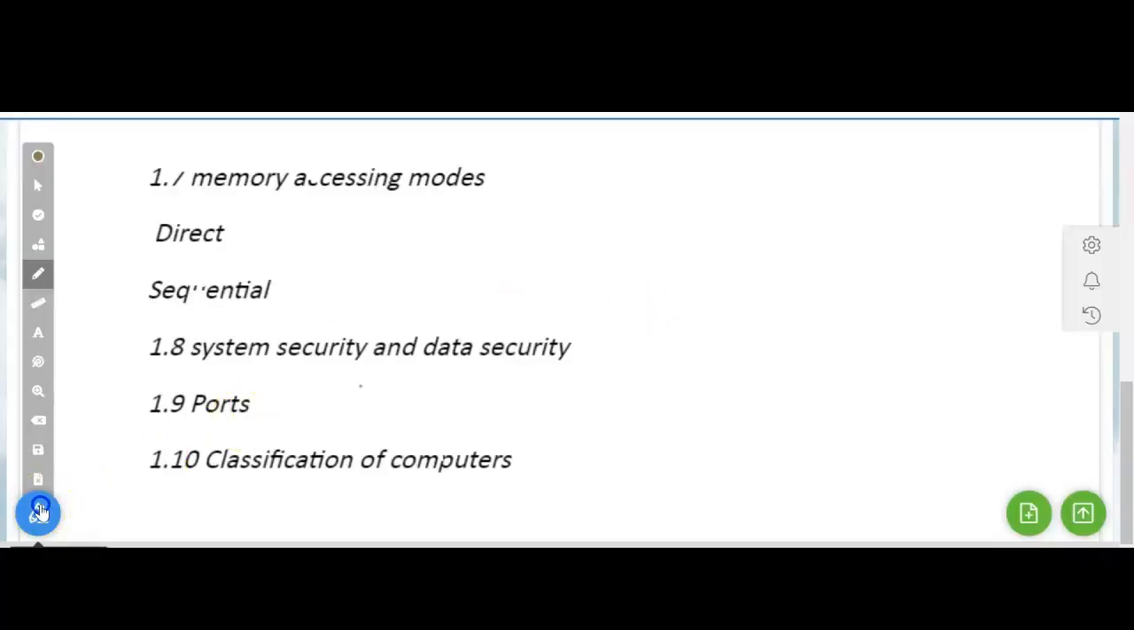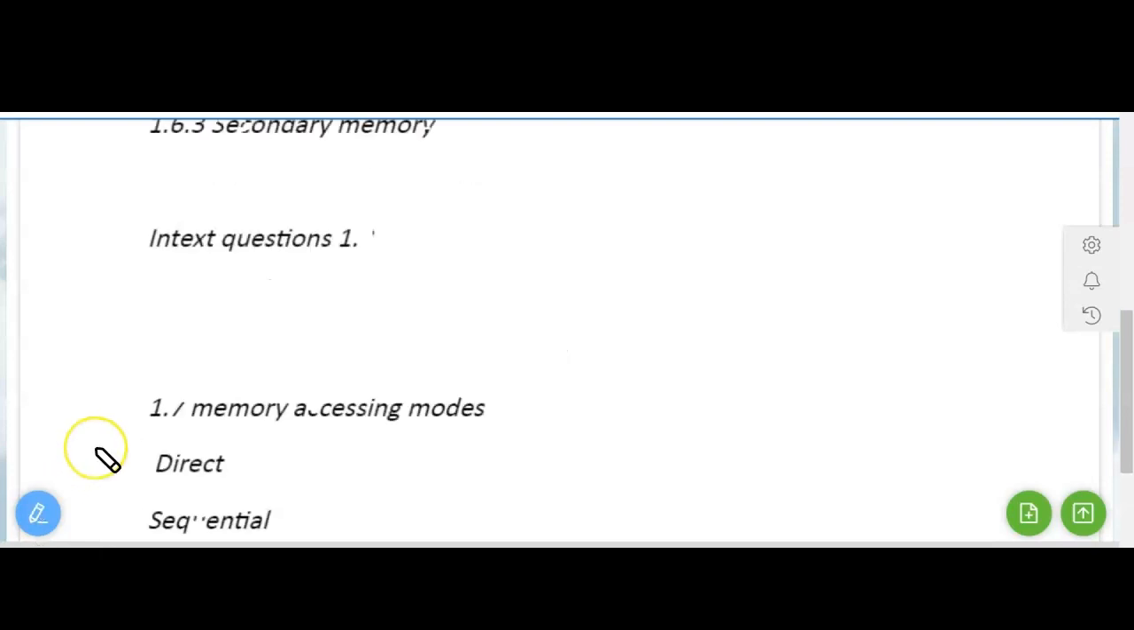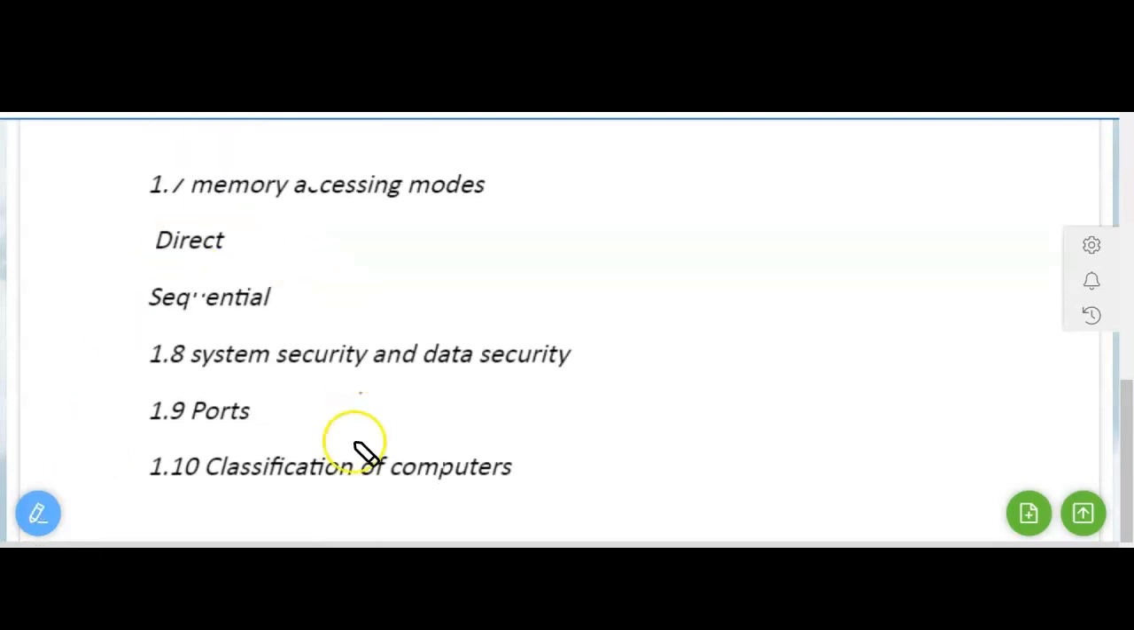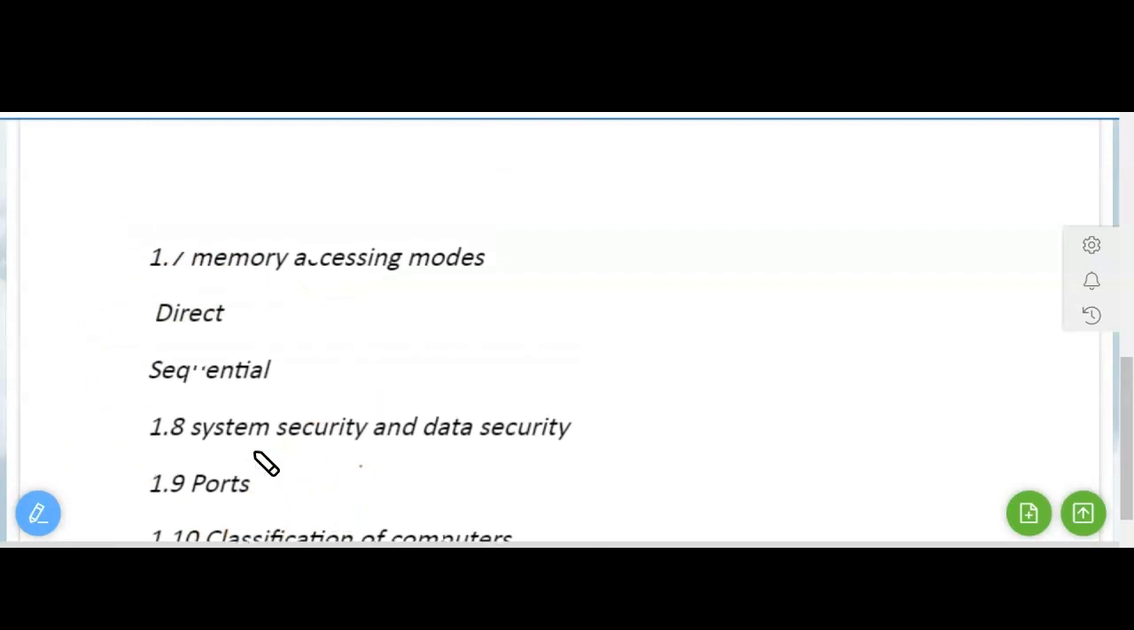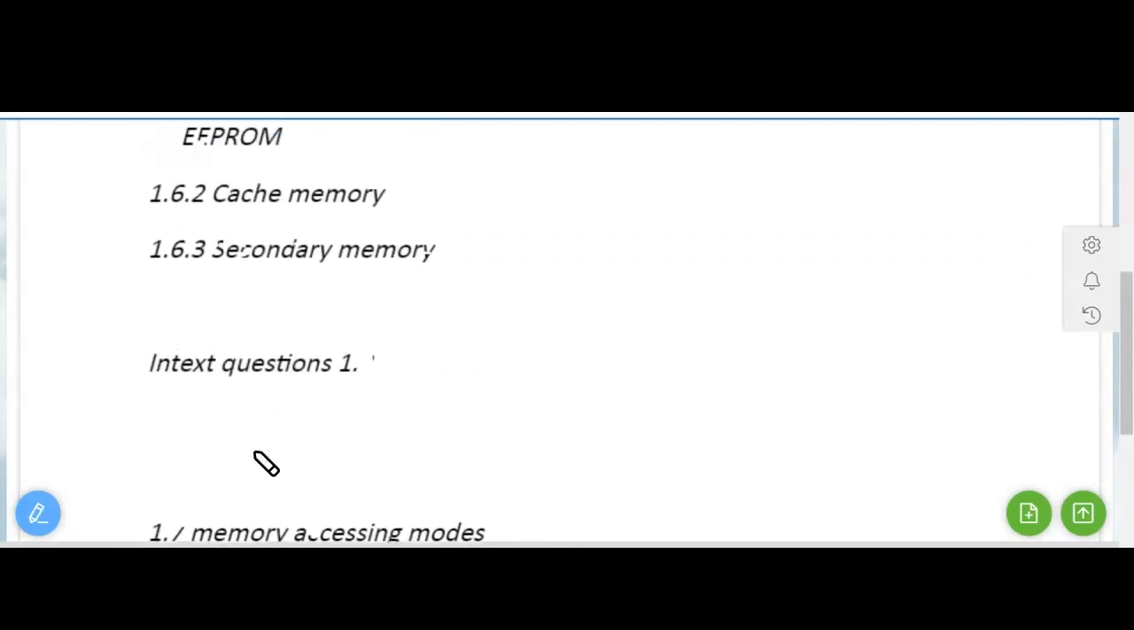In this video we will be covering memory accessing modes. We can see different memory accessing modes. Second one is system security and data security, and the third one is ports. So we'll be able to see all these three topics in this video. Let's go to memory accessing modes.